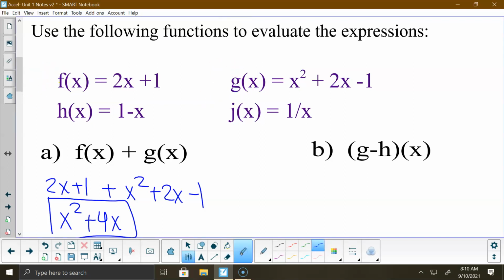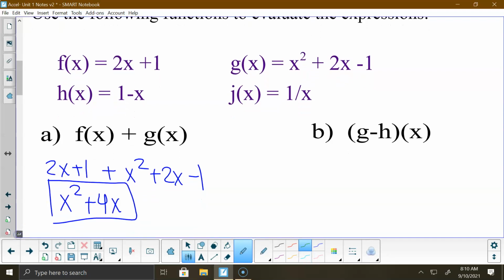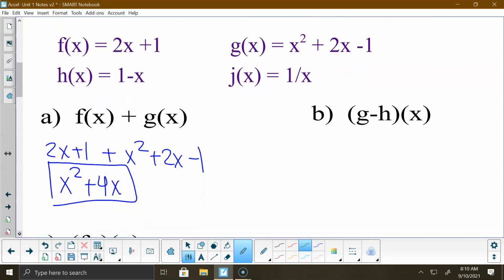Now for B, we've got g of x minus h of x. So, focus. When you do B, the biggest hint I can tell you is make sure you use parentheses when subtracting because you need to make sure you distribute that negative all the way through. Okay? So I'm using g and h, so it's x squared plus 2x minus 1, and then I've got to subtract this. Okay? And it's all of that.